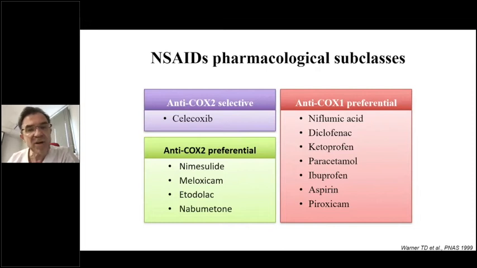Well, before going into details in the subject, I'd like to remind you that non-steroidal anti-inflammatory drugs can be classified with different classifications. The most common is the pharmacological subclass, in which the different non-steroidal anti-inflammatory drugs are sorted out according to their power on cyclooxygenase 1 and 2. But the classification that interests most allergists is the chemical classification.